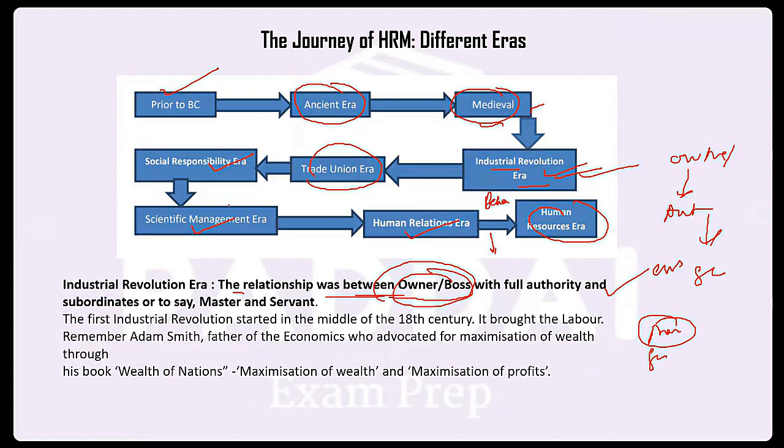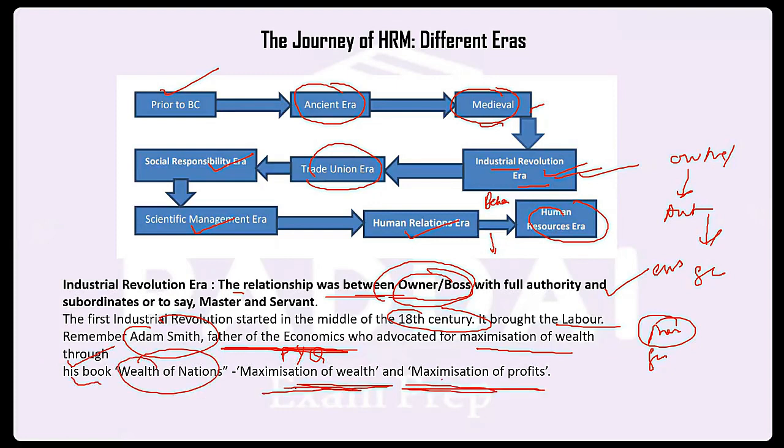Now the first industrial revolution started in the middle of the 18th century. It brought the labor. Adam Smith, who is known as father of economics, this is also your PYQ. In the previous year, the question was asked, who is called the father of economics? So it is Adam Smith, who advocated maximization of wealth through his book Wealth of Nations, maximization of wealth and maximization of profit. You need to remember his book. Also, you need to know what the relationship in the industrial revolution was. It was master and servant. The owner had the authority and the employees were servants to them.